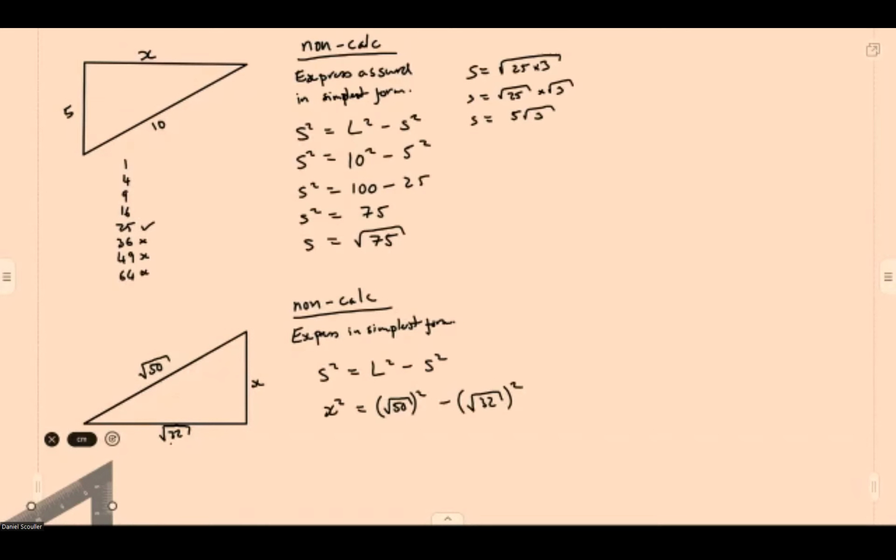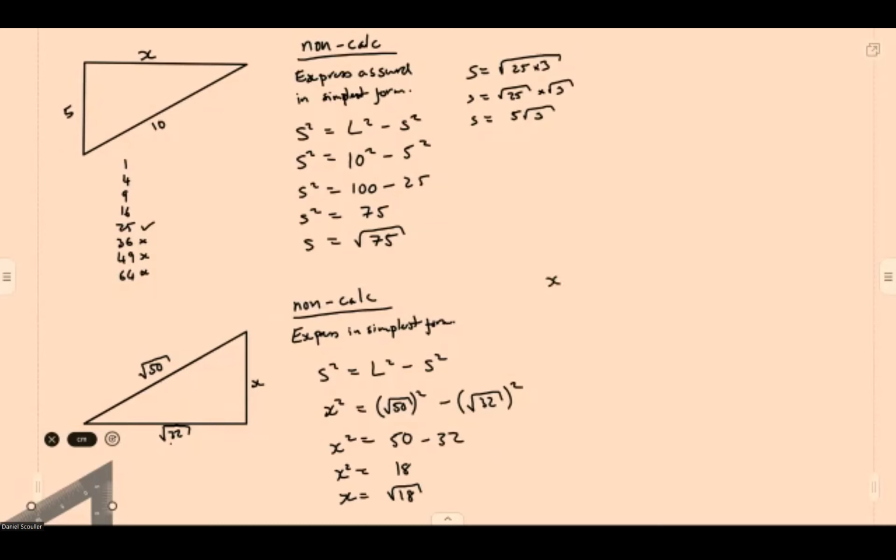Now, remember squaring a number is the number times itself. So root 50 times root 50 will give you 50. Squaring a root number will just leave you with that number. It's 50 minus 32, which is 18. X is root 18. Okay, simplifying that down.